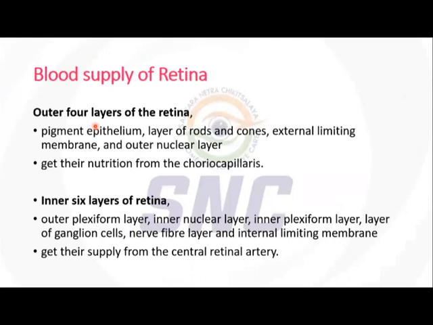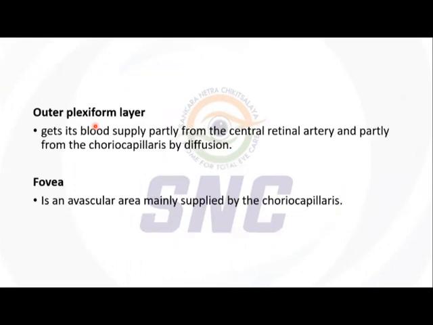And next, blood supply of the retina. The outer 4 layers of the retina, that is pigment epithelium, layer of rods and cones, outer limiting membrane, and the outer nuclear layer, get their nutrition from the choriocapillaries. And the inner 6 layers, like the outer plexiform layer, inner nuclear layer, inner plexiform layer, layer of ganglion cells, nerve fiber layer, and internal limiting membrane, get nutrition from the central retinal artery.